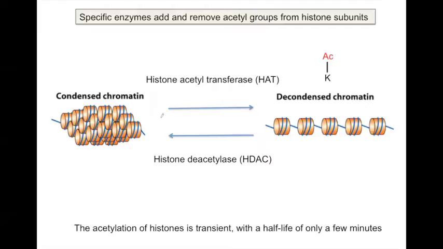There are 2 types of enzymes which are important in this modification of histones. There is a histone acetyltransferase, or HAT, which transfers an acetyl group onto histone, helping the transition from closed to more open chromatin. The reverse enzyme is called a histone deacetylase, or HDAC.